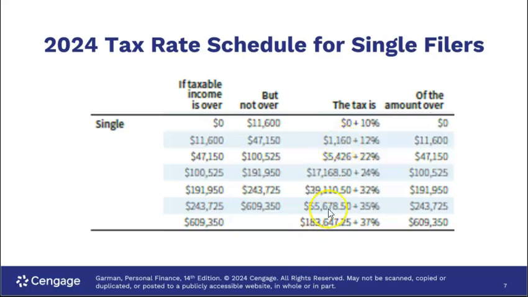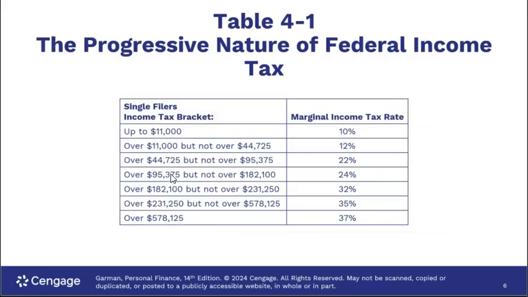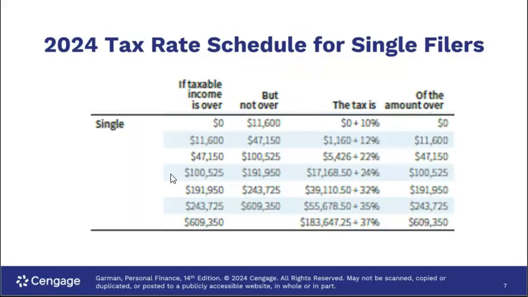So each of these numbers, the $183,647.25, is the amount of tax on $609,350. So if you recall, on the previous slide, it was $578,000. So those changes are the result of indexing.